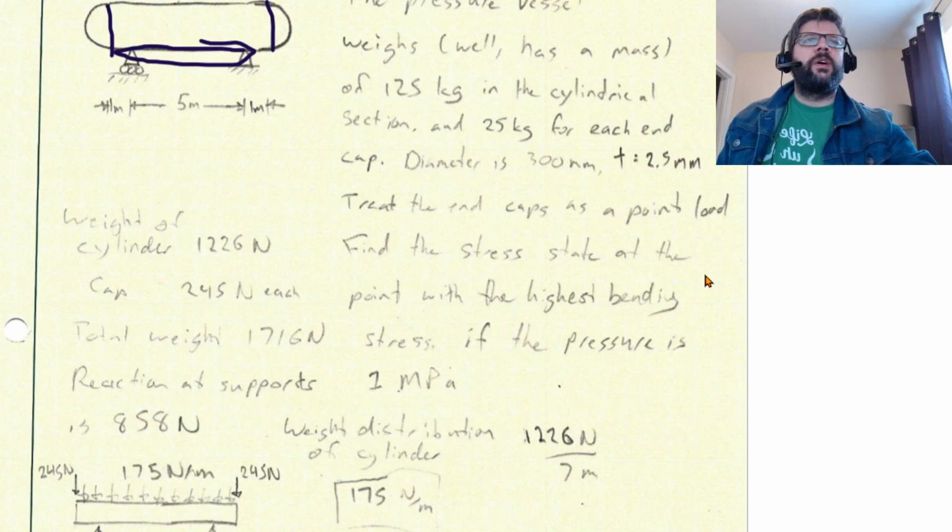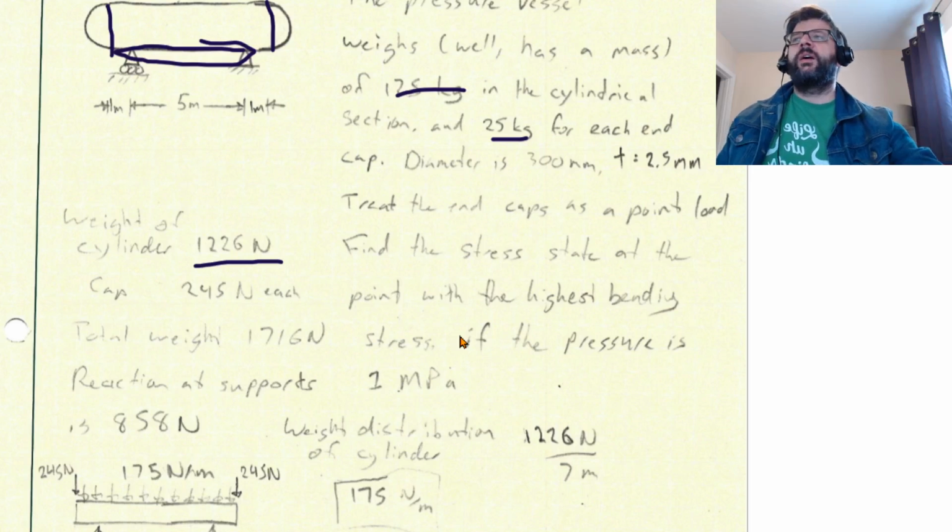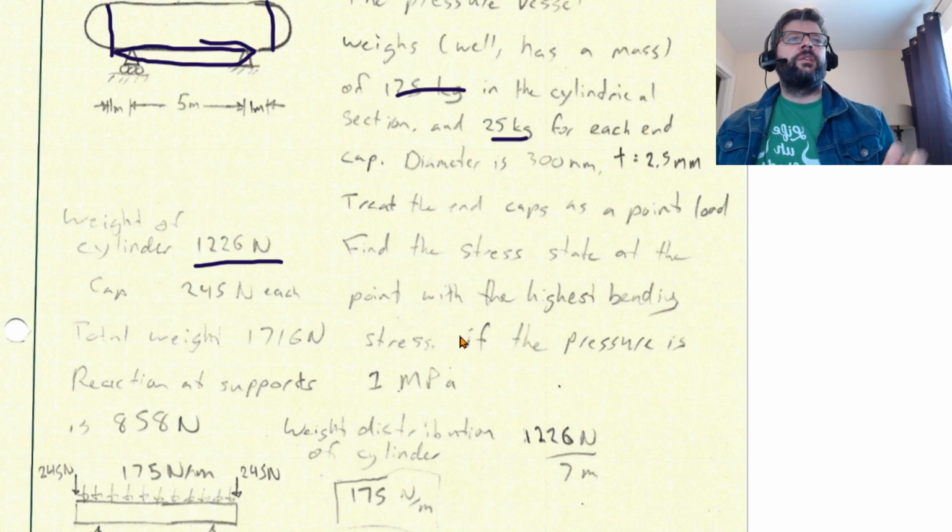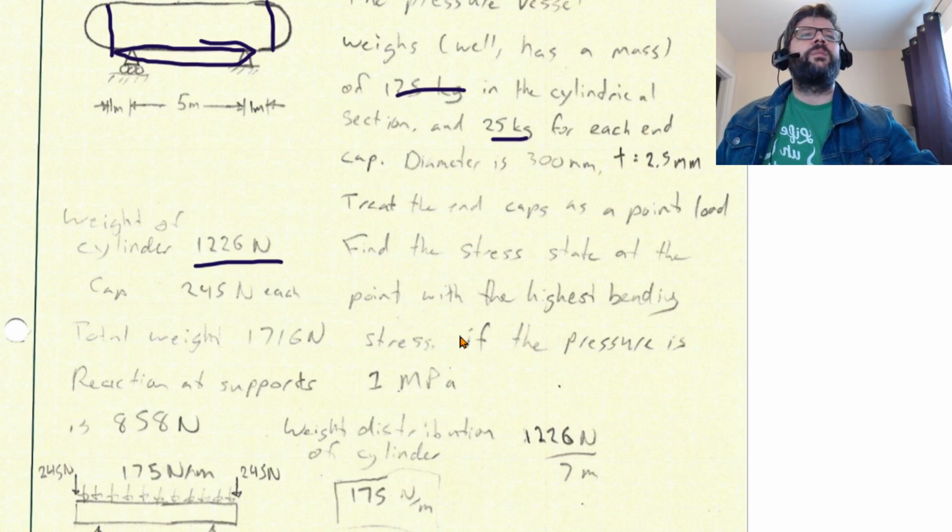So overall, just translating these masses into weight, actual newtons, multiplying by g. The cylinder, the 125 kilograms, its weight is 1226 newtons. The caps are 245 newtons each.